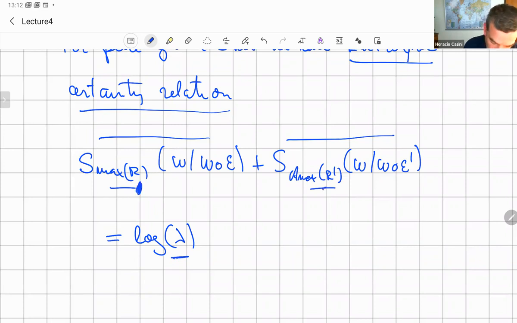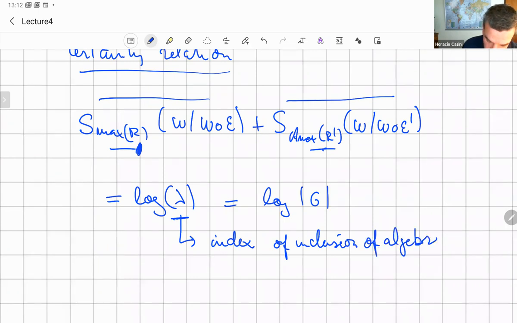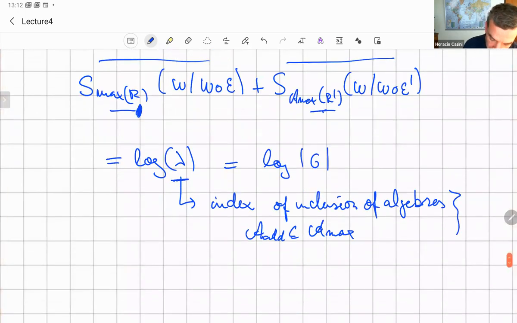It's just a number. In particular, in all cases I have described, this is just the logarithm of the size of the group. In more general cases, this is called the index of the inclusion of algebras, of the inclusion of A_max. It's a mathematically defined number. So it's quite a geometrical number, it's a fixed number. So you have that the relative entropy, the order parameter, the disorder parameter, the relative entropy for the Wilson loops and the 't Hooft loops, or the intertwiners and twists, are related to each other.